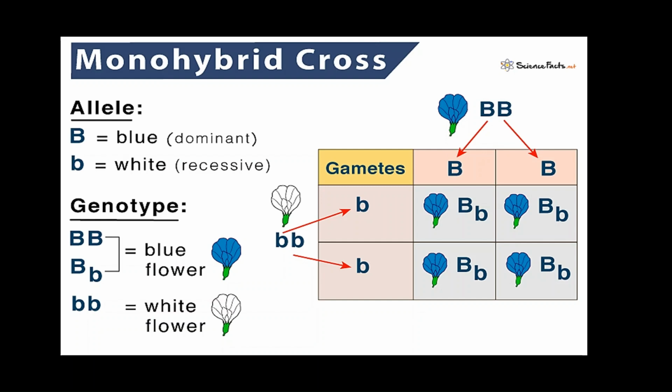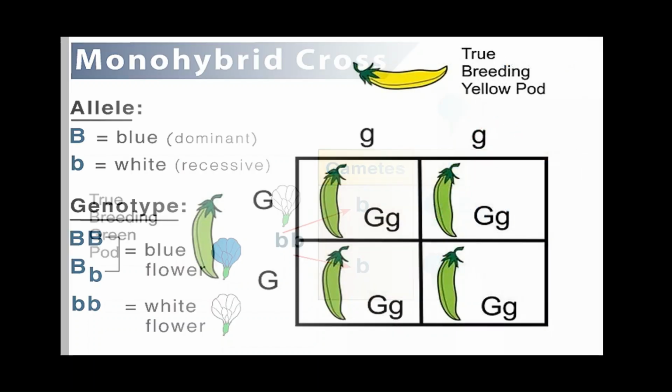Capital B is dominant for purple, and small letter b is recessive for white. So if a person is white, then there must be two recessive alleles there. Why two? Because the person got alleles from both parents. One letter b came from one parent, the other letter b came from the other parent. The same applies to purple. And then you use the genotypes to do your crossing.